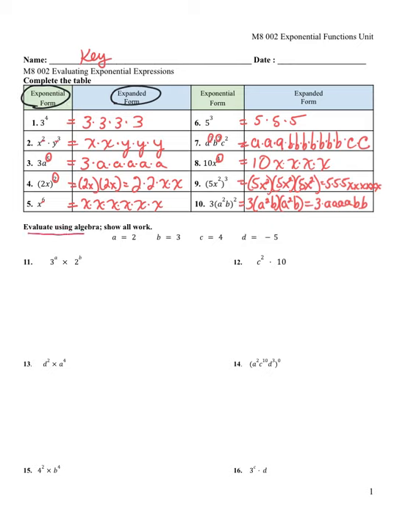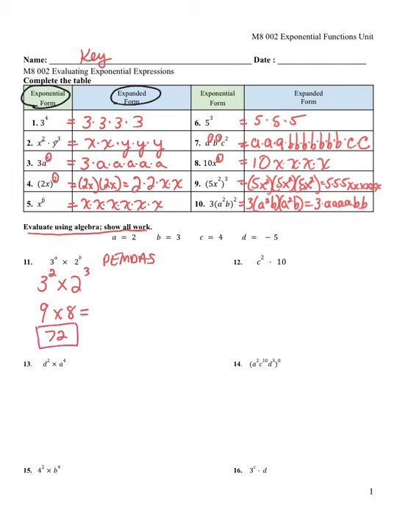So now for the second, you want to evaluate using algebra. Show all your work, okay? So that means you want to show what you're plugging in. So 3 to the a is 3 to the 2nd power times 2 to the 3rd. Then you have to follow the order of operations, PEMDAS, and do the exponents. So that's 9 times 8, and then you get 72.